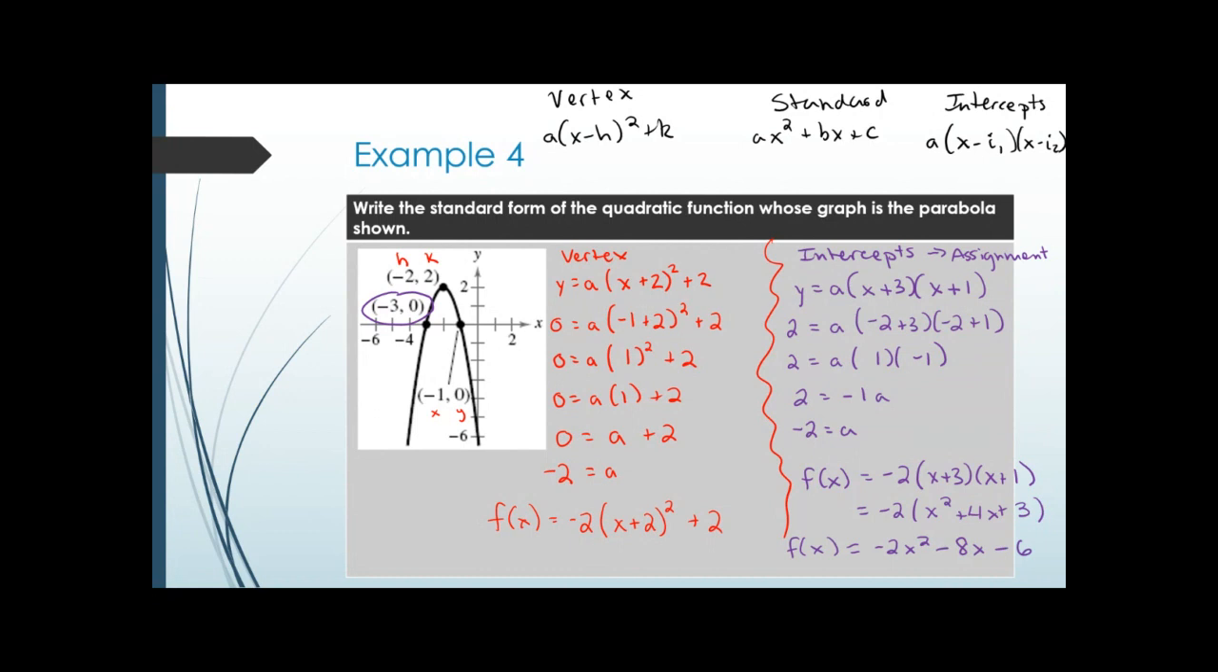If you see a graph and you're not given the vertex, but you're given the intercepts, then do the intercept method. You don't have to use the vertex to plug in. You can use any point to plug in. Like I could have plugged in the y-intercept here, which looks like it is at 0, -6. If you're given the vertex, though, I would definitely use that form and then another point. Are there any questions on how to get an equation based off of the graph?